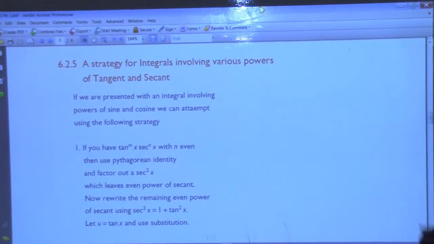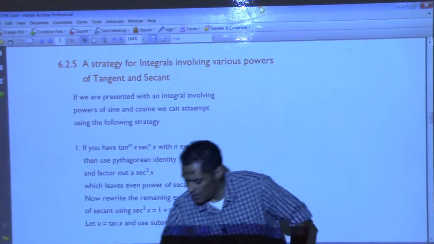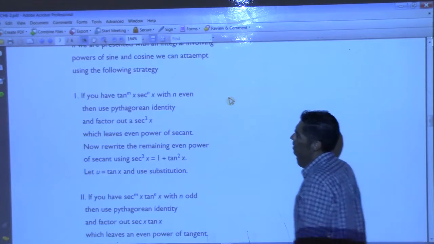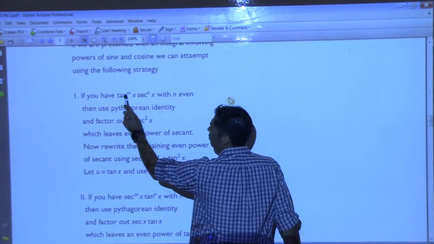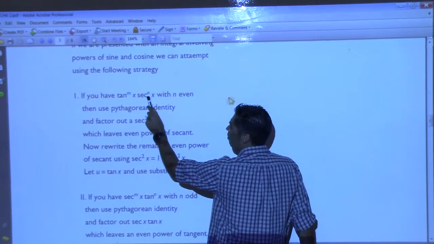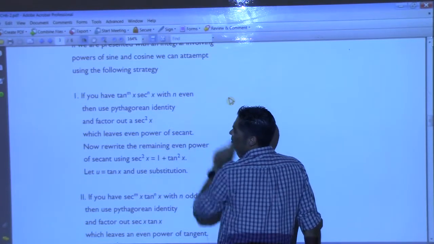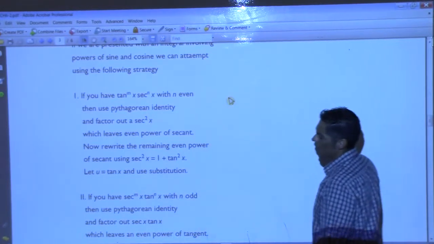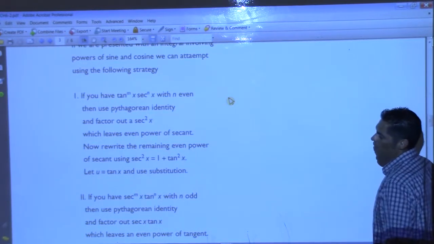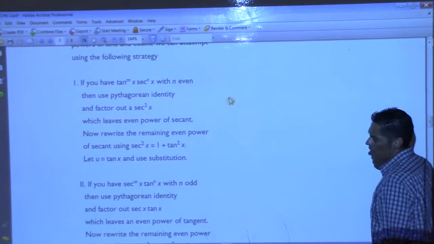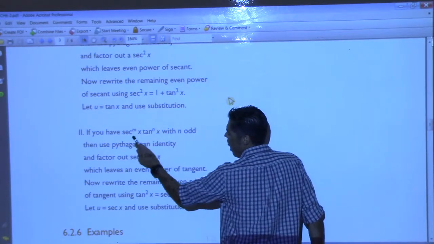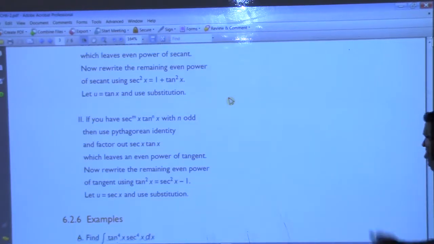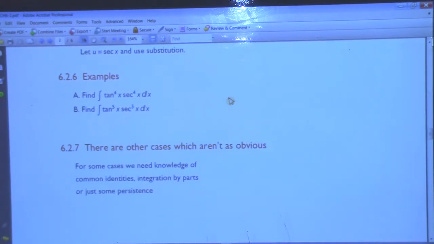So whenever we're trying to do a problem that has secants and tangents in it, if we see tangent to a power, secant to a power, and the power on secant is even, we're going to be using this identity here, okay? Factoring out a secant squared. You'll see as I go through it. If we see secant and tangent together with an odd power on the tangent, then we're going to factor out a secant tangent. So let's just do a couple of examples and you'll see how this is going to go.